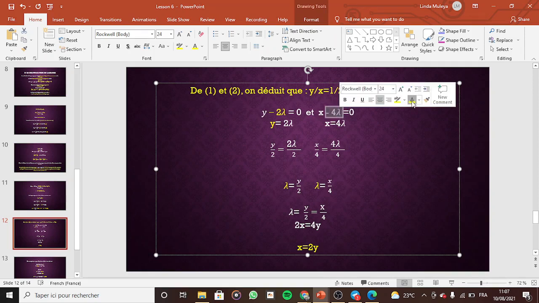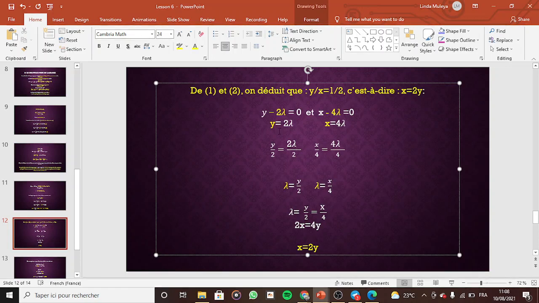There we go. So we take it to the side where we have 0, and x becomes the subject of our formula to the point where we have y is equal to 2 Lagrange and x is equal to 4 Lagrange. So we are going to put this together in a way where we find the value of x and y. The first thing we have to do is make Lagrange the subject of our formula.